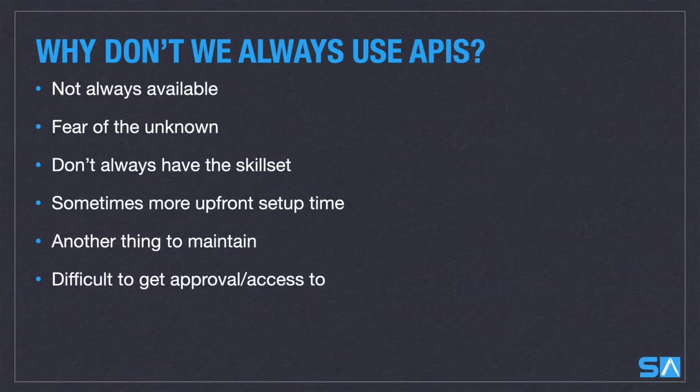And finally, it can be difficult to get approval or access. Some APIs you can access straight away, but others actually will require approval from the product owner, from Salesforce, ServiceNow, and any other product at all. And sometimes it's quite a difficult process to get approval. So that's why it can be easier just to automate it at the actual user interface level, as if a user was interacting with the application.